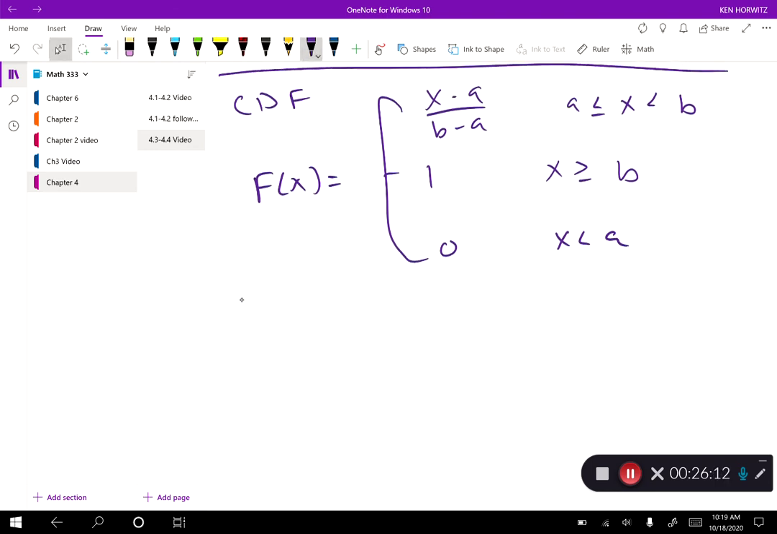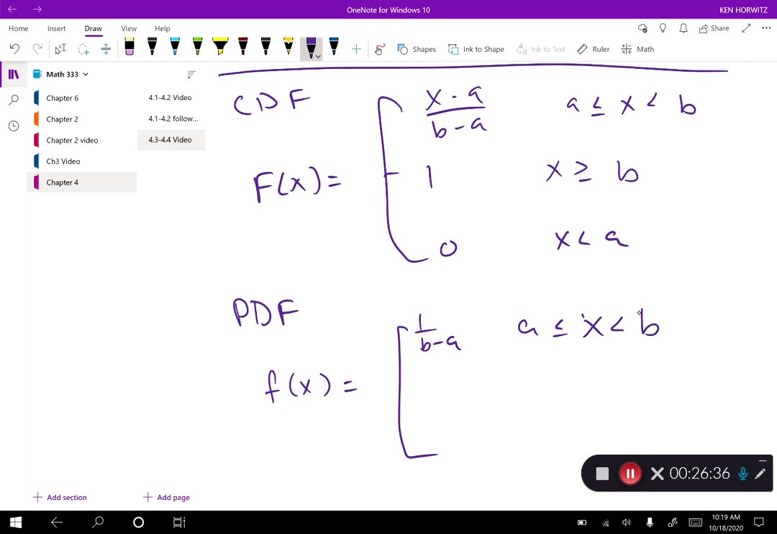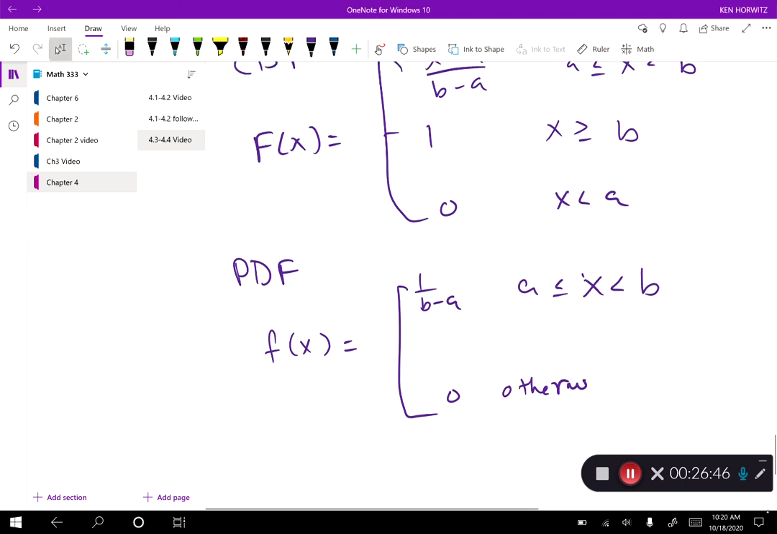And on a uniform distribution, my PDF, my little f of x, is going to equal 1 over (b minus a), for a less than or equal to x, which is less than b, and 0 otherwise.